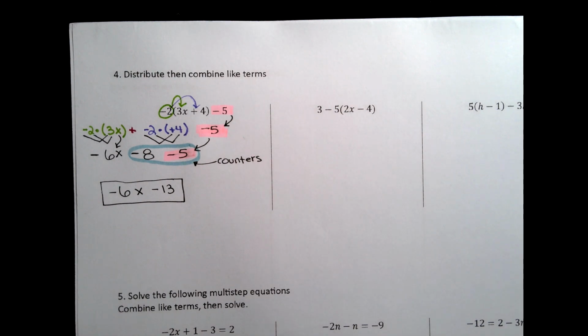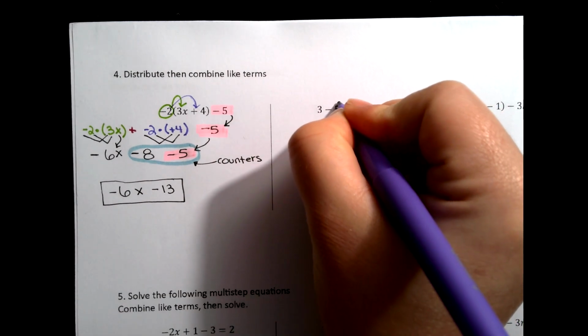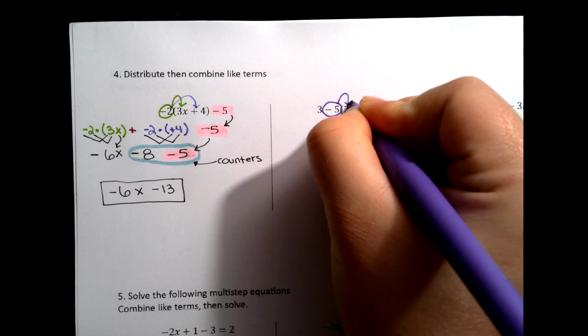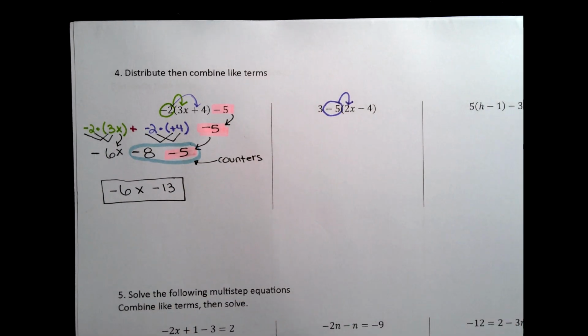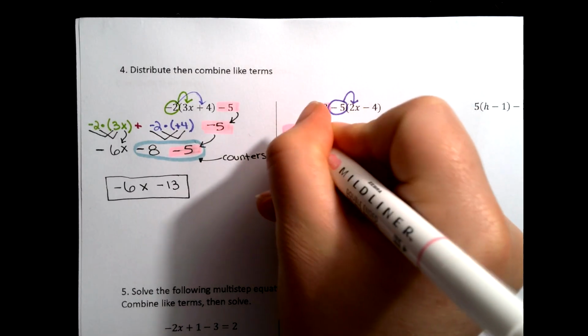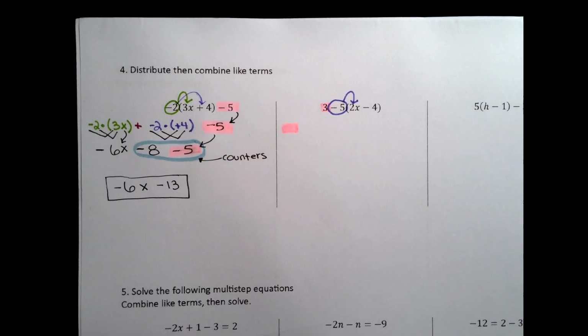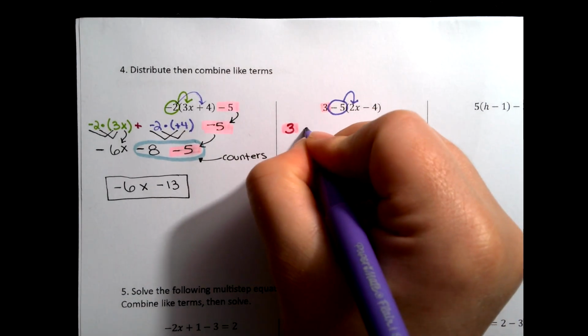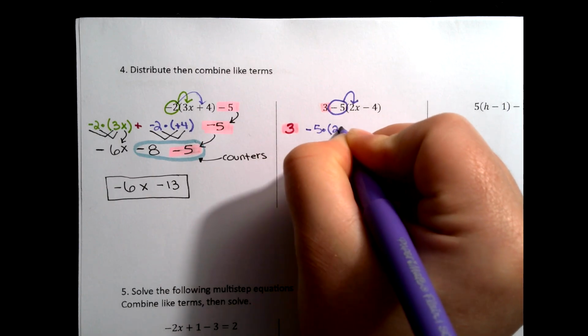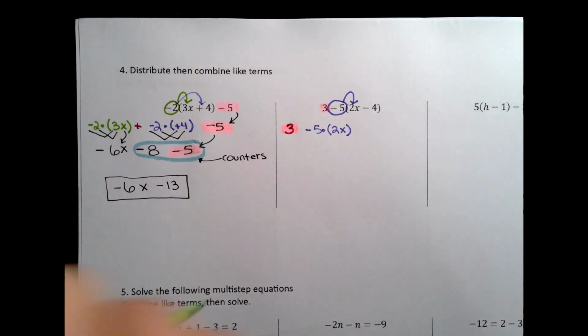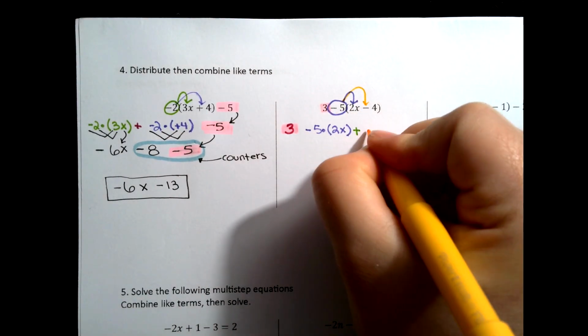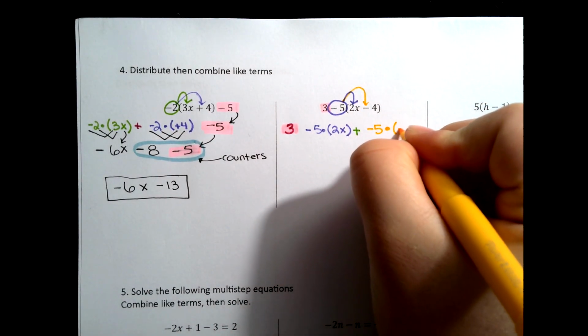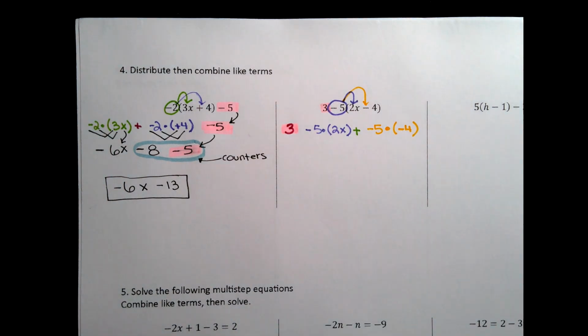Okay, let's go again. Be careful on this one because you do have -5 touching the parentheses. So the number, 3 is a number. The number that we're just going to be bringing down is going to be this outside 3, not in the back of the parentheses, but in the front. So now we have -5 times open 2x close, and bring that -5 onto -4. So -5 times open -4 close. Bring down the 3.